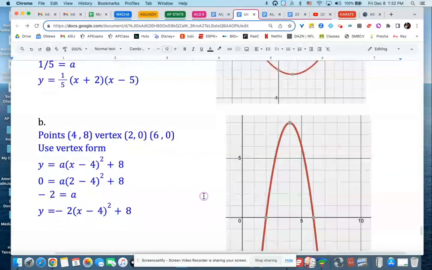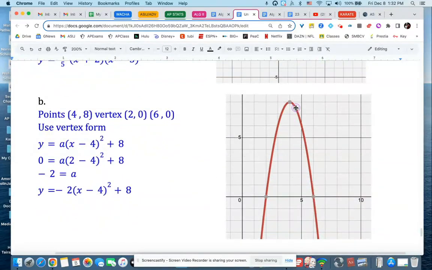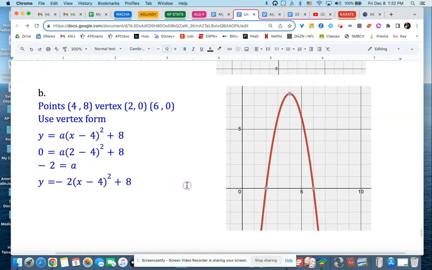Same thing on this one, right? They gave me the vertex on this one, so I'm going to use vertex form, and then I'm just going to grab a different point to plug into this to find out what a is. All right, and then you end up with your vertex form.